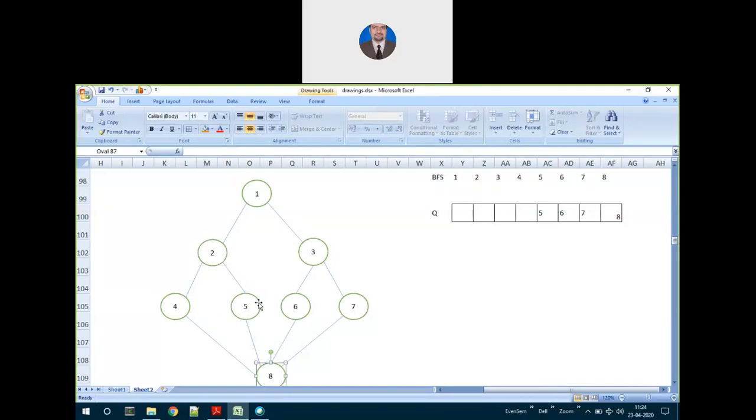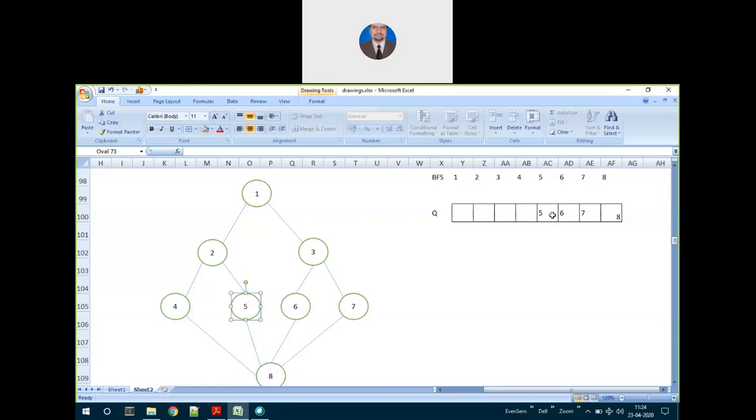Now the interesting point here is that 2 is already explored, so no need to consider it. What is remaining? 8. If you look into my queue or my BFS, 8 is already visited. Visited by which? 4. So again, I need not visit this 8 because it is already covered in the search from the 4th vertex to the 8th vertex. So I can say that vertex 5 is also explored.